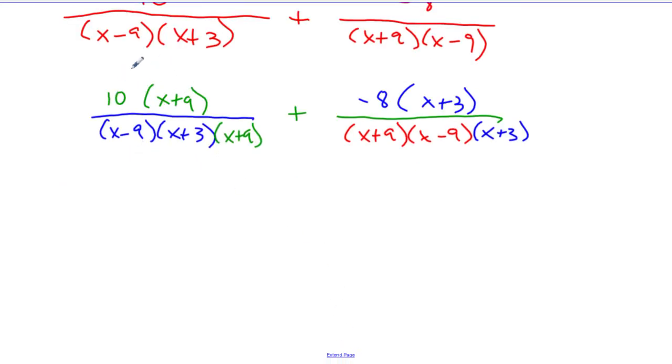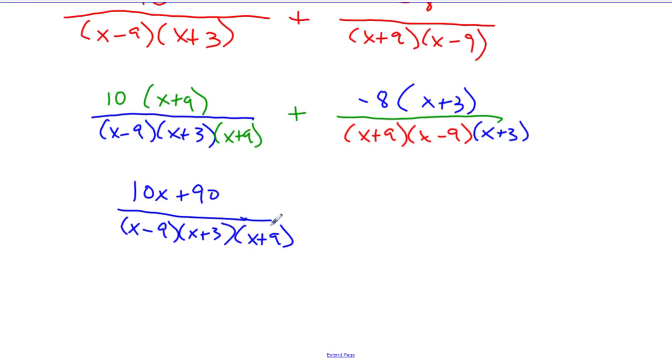So now I'm going to say 10x times 9, right? So that's 10x plus 90, right? My denominator is all three of these factors. And however we write it, we can write it x plus 9, x minus 9. Doesn't matter. I'm going to leave it just like we have it. Okay? 3 factors. Okay? Same thing over here. This is negative 8x minus 24 over, and again, x plus 9.